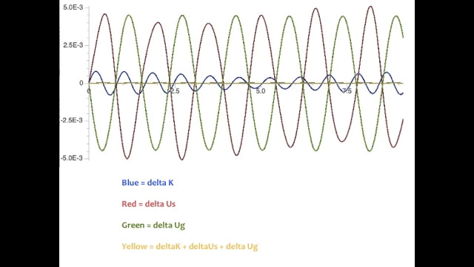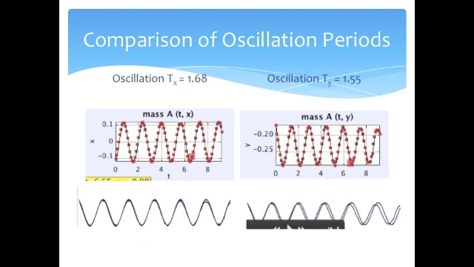Okay, first we can see that the energy principle is satisfied because the sum of all energies is equal to 0, or equal to a constant. There's no change in the sum of all energies within the system because this is a bound system. You can see that the red, delta US, which is the spring energy, the delta K, which is the kinetic energy, and the green, which is the delta gravitational energy, all change, but their sum is always the same constant. And here you can see the comparison of the oscillation period.